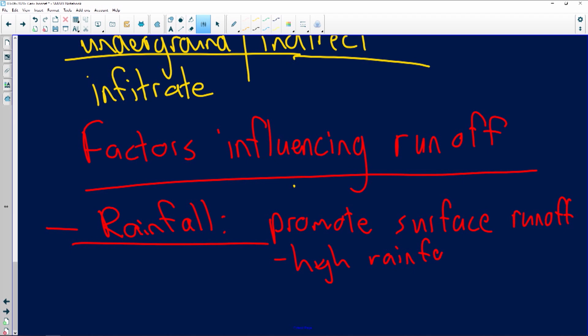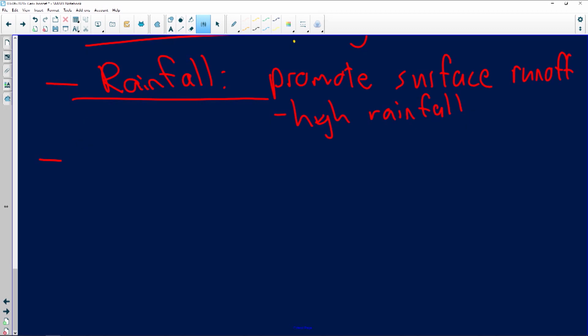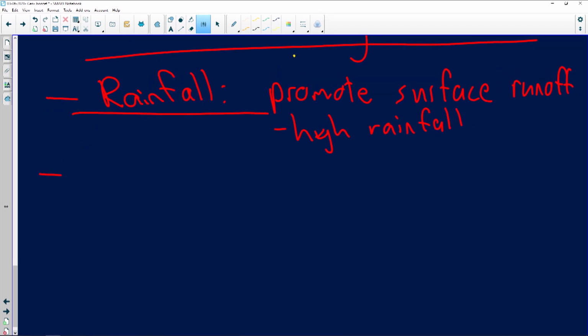Okay, so that's quite straightforward. There's nothing to explain. If it's going to rain more, it means there's going to be more surface runoff. Okay, simple as that. The next factor that has a huge role over here, we can say, is vegetation cover.